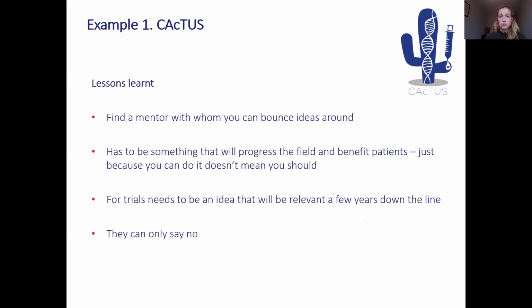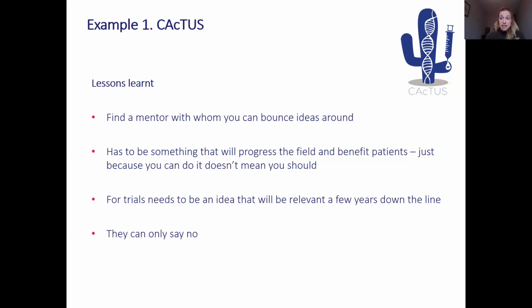to find a mentor with whom you can bounce ideas around. Sometimes I'd go to Paul and just say, what do you think about this? And he'd say, no, it won't work because of this and this reason clinically. And I think that's really important, because people with more experience are really great at pointing out the benefits and the weaknesses of your ideas. And it also has to be something that will progress the field and potentially benefit patients. So just because you can do it doesn't mean you should.